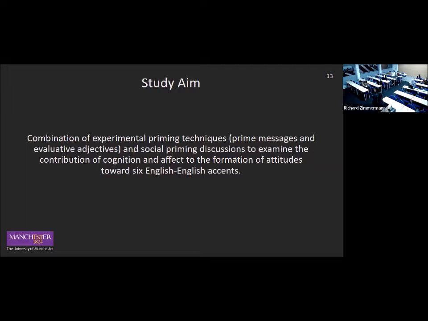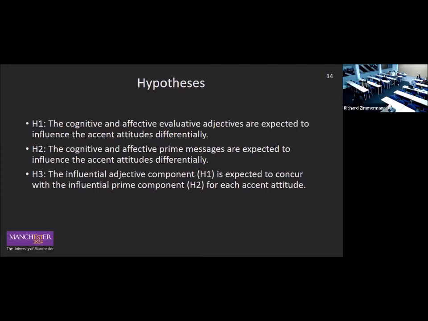So my hypothesis, well, this hypothesis has to do with the evaluative adjectives. I expected that some cognitive adjectives would affect some accent attitudes, while the affective adjectives would influence different accent attitudes. The same thing with the prime messages. I expected that it wouldn't be the same prime message, let's say the cognitive prime message, that would affect every accent attitude.